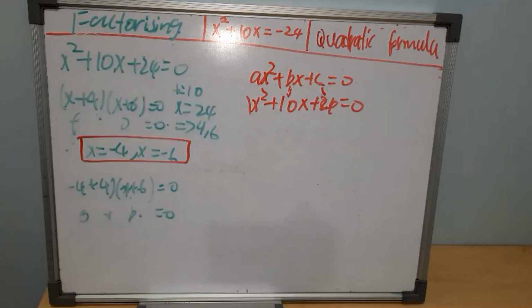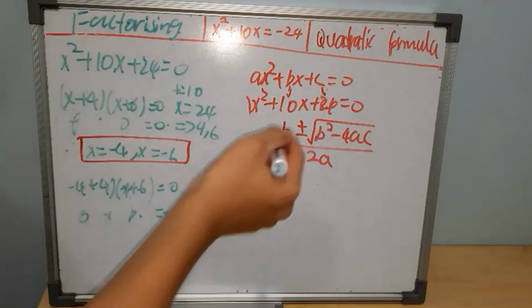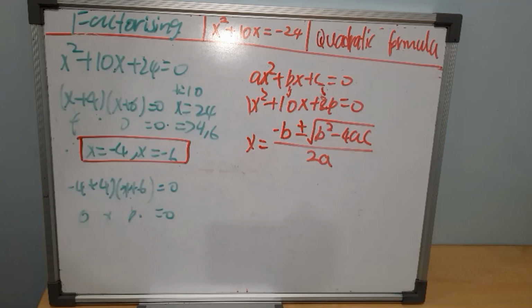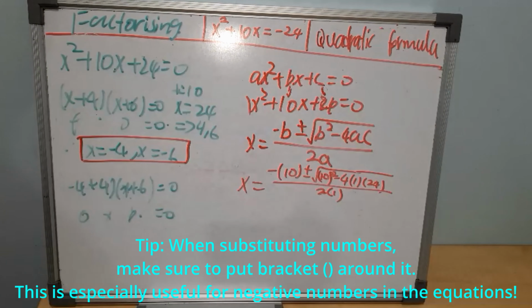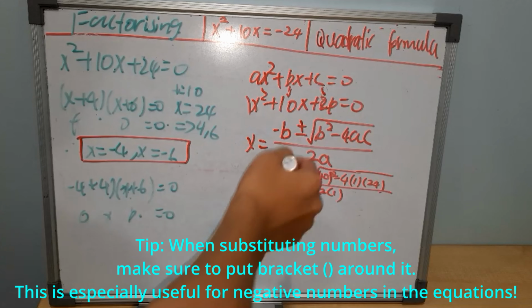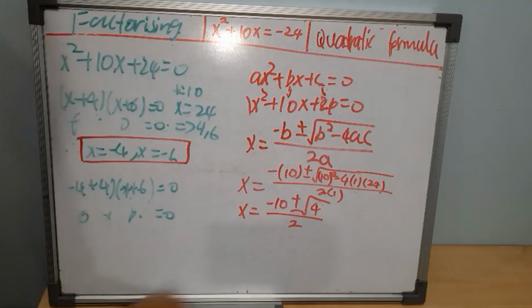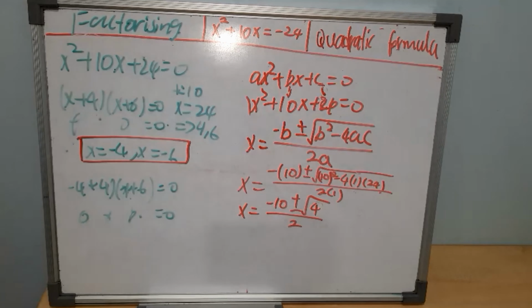Now let's introduce the formula, and there we have it. x is equal to -b plus or minus the square root of b squared minus 4ac, over 2a. Now let's substitute the numbers in. Remember guys, when we are substituting, we must put a bracket just for safety. Now let's simplify this equation, and then we see a perfect square, which is 2 right here. And now we got two answers.